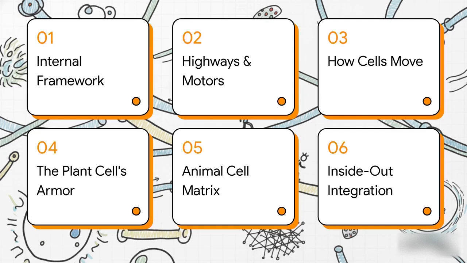So here's our game plan. We'll kick things off with the cell's internal framework and see how it actually doubles as a highway system. Then, we'll check out how cells move, and finally, we'll zoom out to compare the armor of plant cells with the flexible matrix you find in animal cells before we tie it all together.